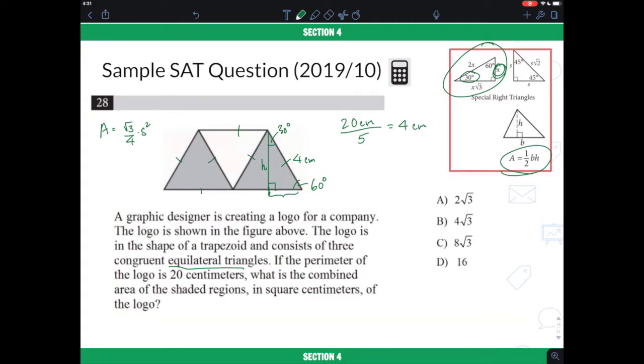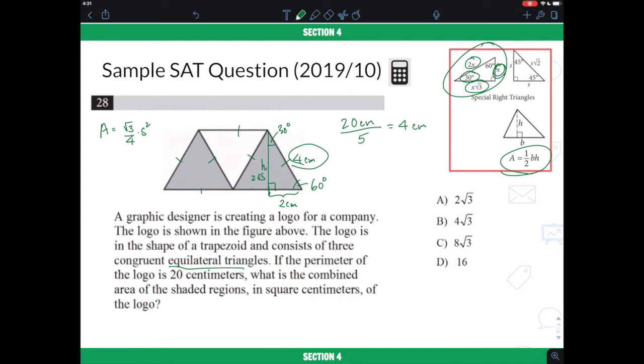And what's the length? Well, the whole base is going to be 4 centimeters, but since we cut the base into 2 halves as well, which is a property of an equilateral triangle, this will be just 2 centimeters. Okay, and we have the 2x, which is the hypotenuse. We have the 4 centimeters, which works out just fine. And then what's the height? Well, the height is going to be 2 square root 3, because it is x square root 3.